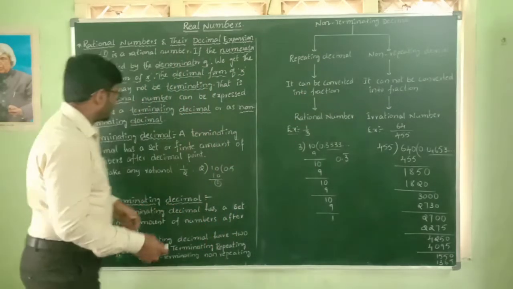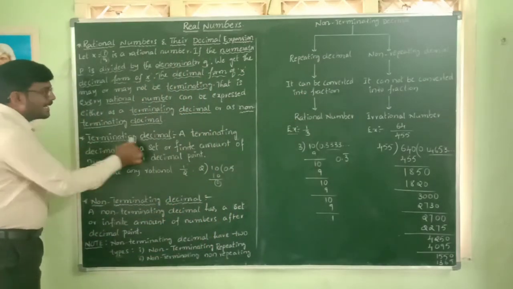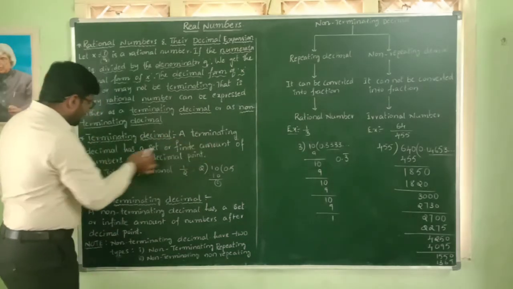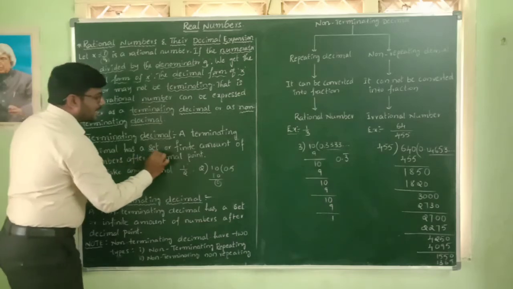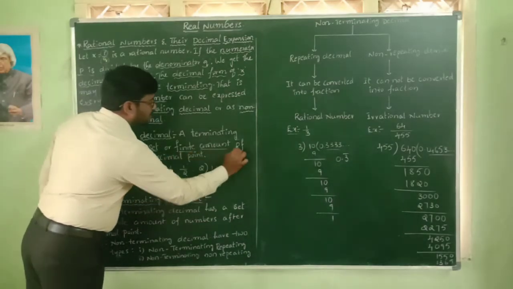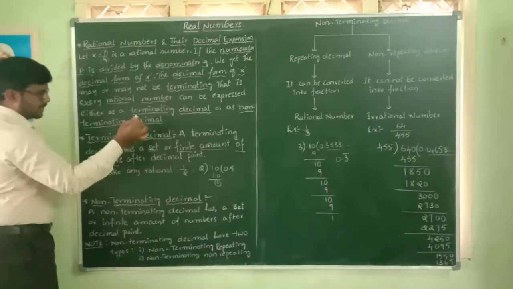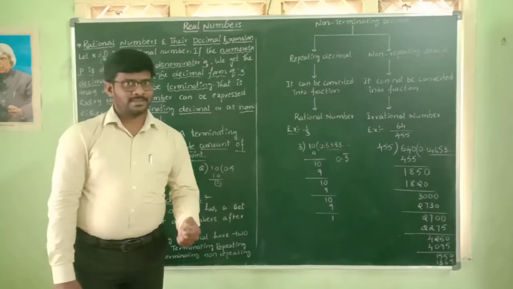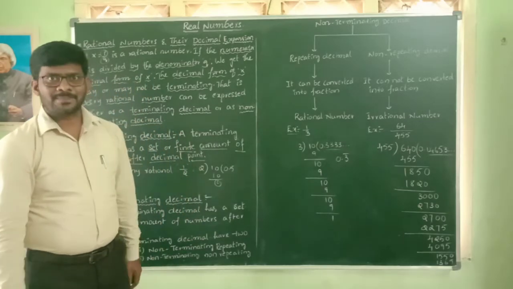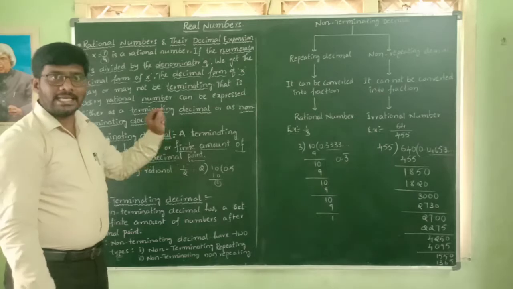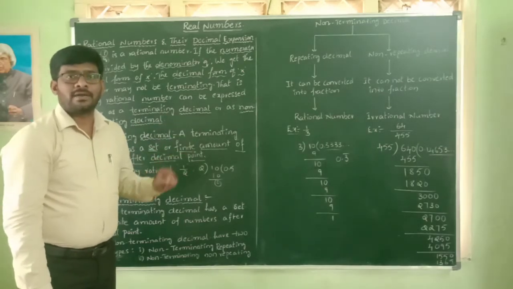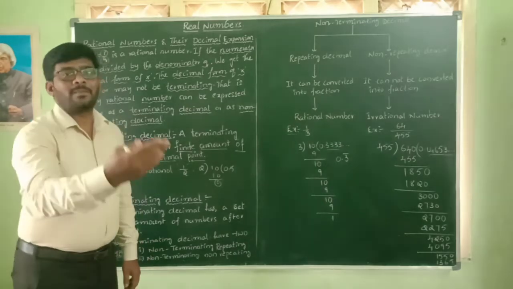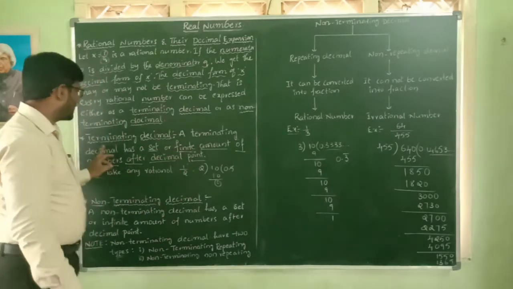But let us see once again the terminating decimal. What is a terminating decimal, children? A terminating decimal has a finite amount of numbers after the decimal point. Okay children, I already told what a terminating decimal is. A terminating decimal has a finite amount of numbers after the decimal point, and it is known as a terminating decimal.